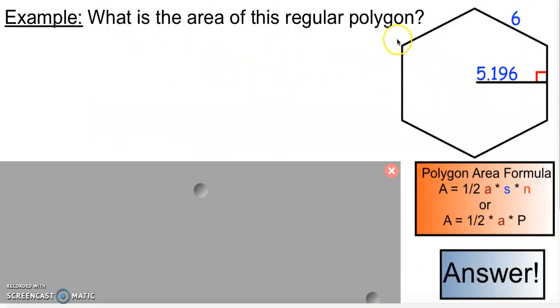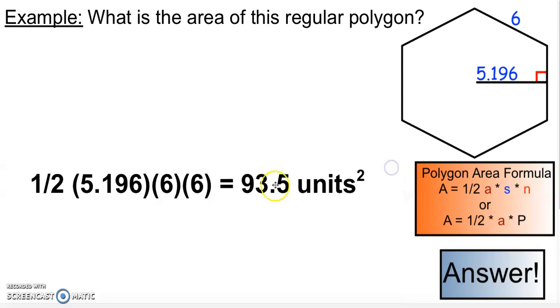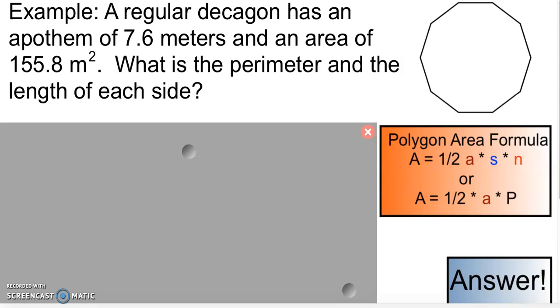Same deal with this one. So I want to find the area of this regular polygon. Okay, I'm going to take 1/2. My apothem is 5.196, and my perimeter is going to be 6 times 6, would be 36. So 1/2 times my apothem times 36 is going to be 93.5 units squared. So I think you're going to see this is a pretty easy formula. Right, this one's just another take on this.